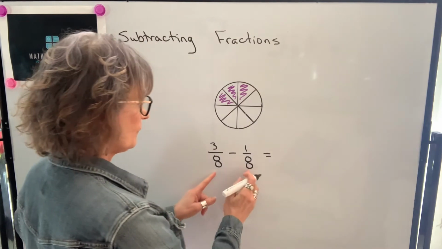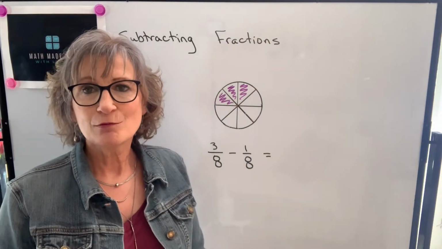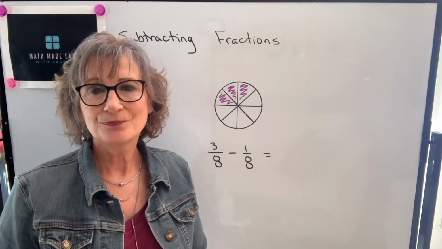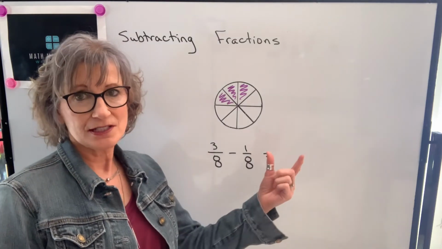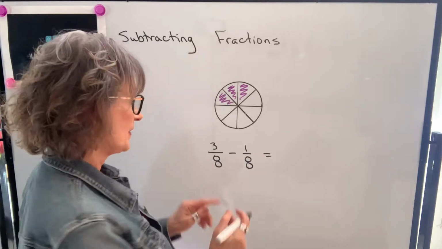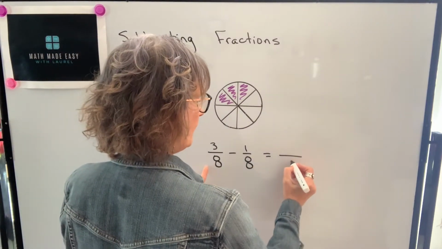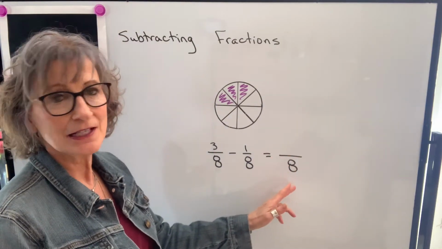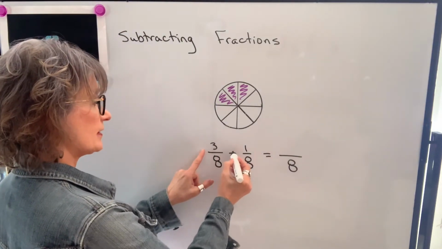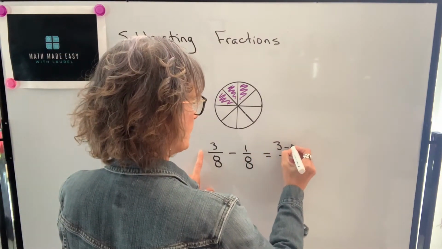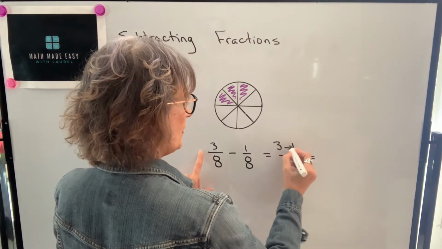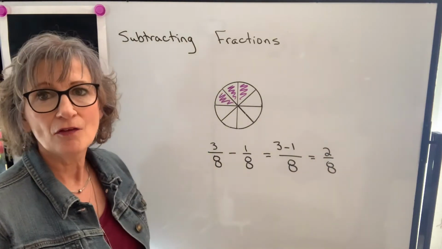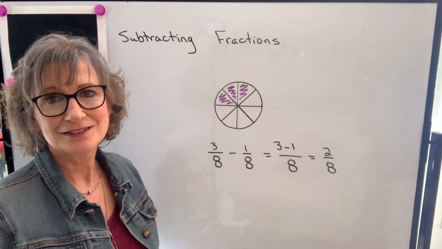When you subtract fractions, it's the same rule as when you add fractions. You need a common denominator, and then you just either add or subtract the numerators. So in this case, we have 3/8 minus 1/8, so we want to know how many eighths. And in order to find that number, we just subtract our numerators. So 3 minus 1. 3 minus 1 is 2. So you will have 2/8 of the pie on your plate.